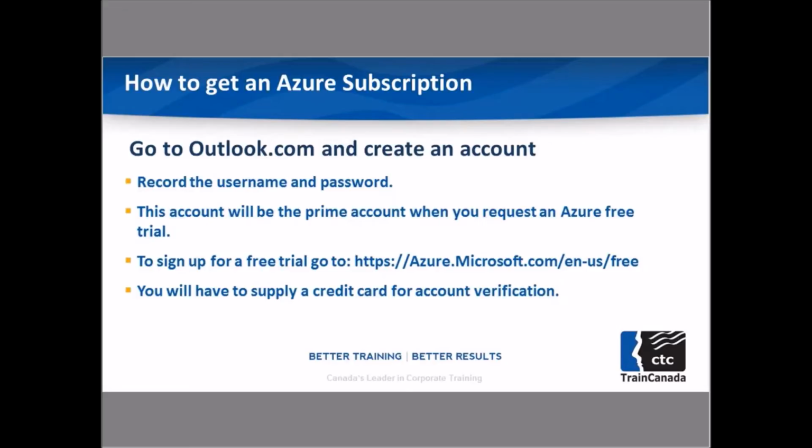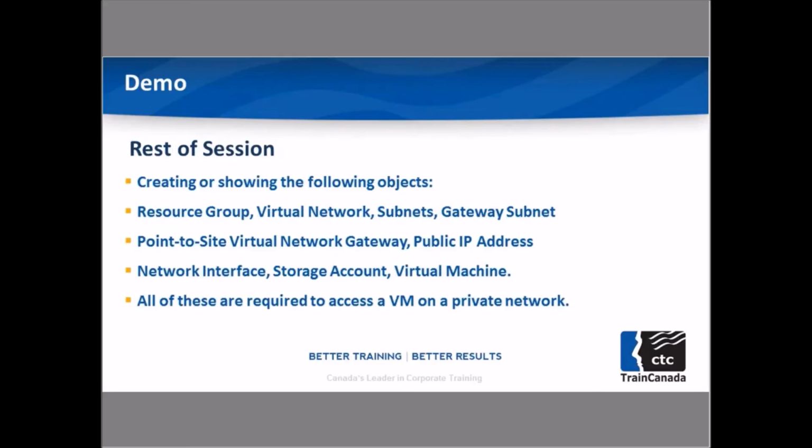And the free trial is what it shows on the slide, azure.microsoft.com/en-us/free. Or you can just search for it on any website. But have your outlook.com username and password ready. It will use that account to set up a primary account within Azure. So what I'm going to show you guys today is basically how to go about setting up all the different objects you need for a virtual machine.